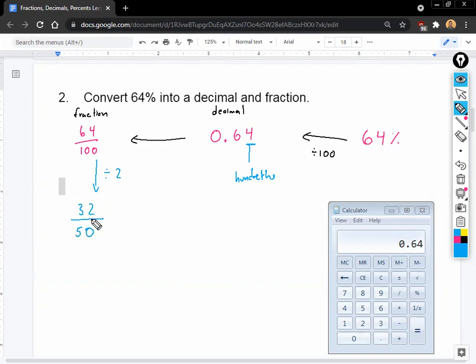But if you look at this, can we divide it again by another common factor? Yeah, what's a common factor we can do? Yeah, we can do 2 again. So what we can do is divide 32 by 2, which will give us 16 over 25. Or if you noticed, you could just divide the first one by 4, and that'll get you to 16 over 25 as well. But either way, as long as you get the correct answer, I'm good with that.